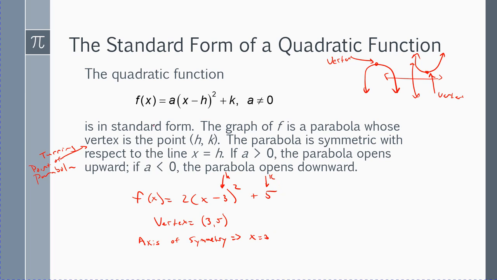The next thing you do is look at the value a in front of the parentheses. If a is greater than 0, the parabola opens upward. If a is less than 0, so if a is negative, the parabola opens downward. Looking here, since a is greater than 0, we see that 2 is greater than 0, so the parabola of this quadratic function opens upward. If you were to sketch the graph of this function, it would look something like this.